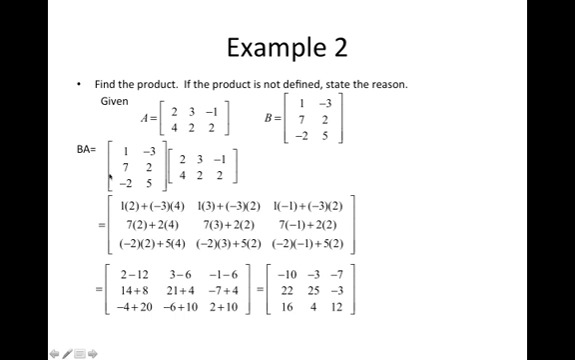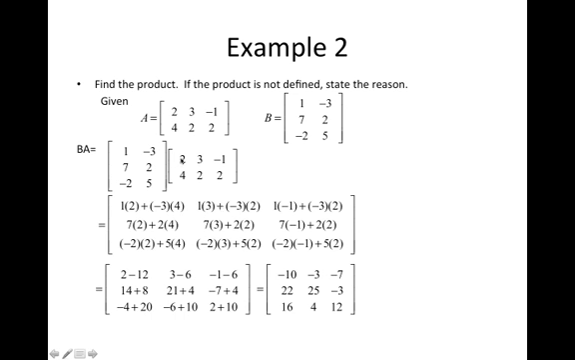So now we move to the second row because we've run out of columns. So 7 times 2 plus 2 times 4. And then 7 times 3 plus 2 times 2. And finally 7 times negative 1 plus 2 times 2. Okay, so I've multiplied the second row by each of the 3 columns. So now I'm ready to go to my last row and multiply by each of the columns.